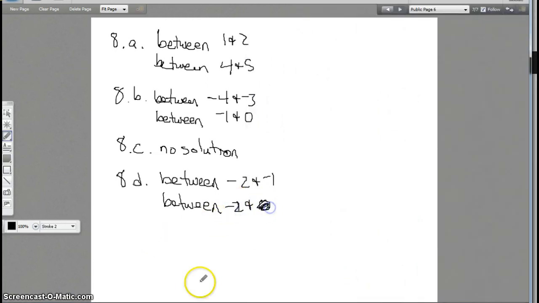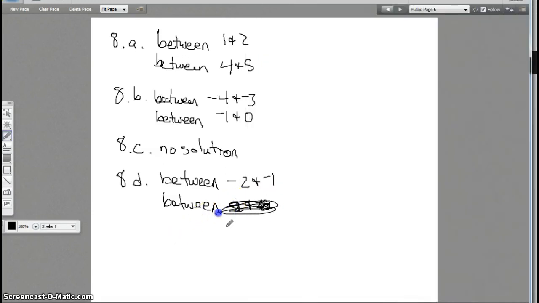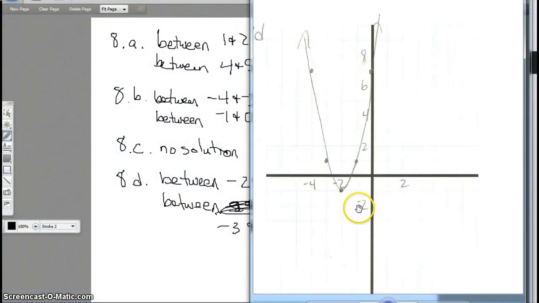Between negative, okay, what did I write? Let me check my graph again. It's between -3 and -2. And then between -2 and -1. Okay, so between -3 and -2, and between -2 and -1. So be careful when you're reading your graphs that you actually pull the right numbers, because I started pulling the wrong numbers on that. That's something you have to be very careful of. So you can see it crosses in two places. Over here is between -3 and -2, and the one on the right is between -2 and -1.